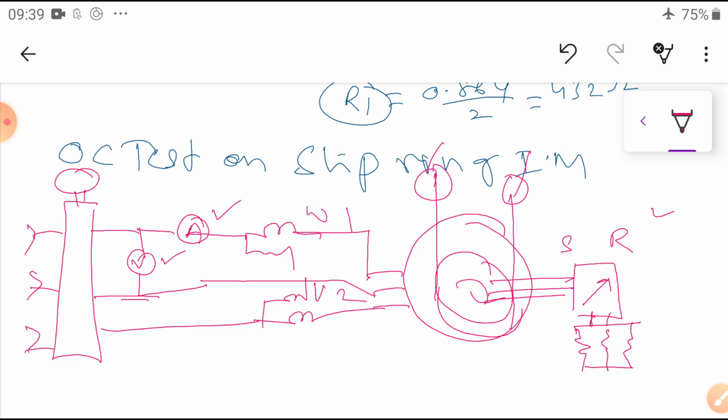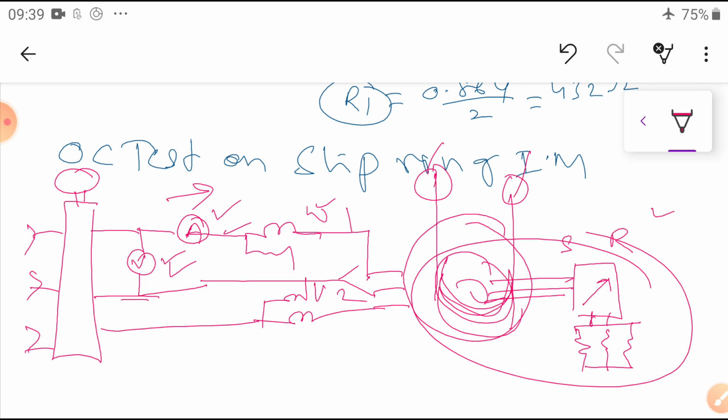In the blocked rotor test, we tighten the belt, then apply the rated current, and take the voltmeter reading, ammeter reading, and W1 and W2. It is a similar method, only you are changing these values.